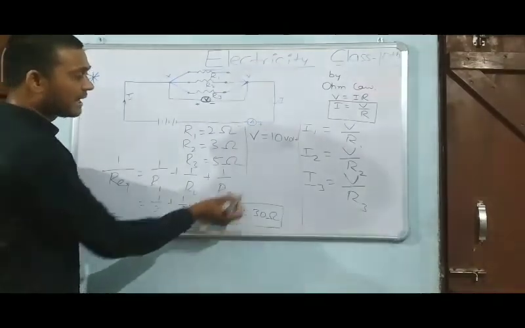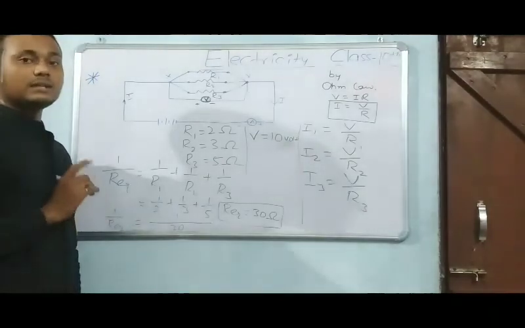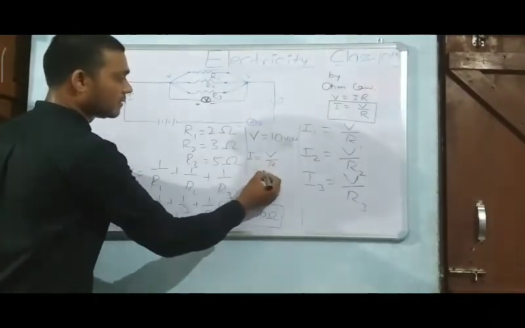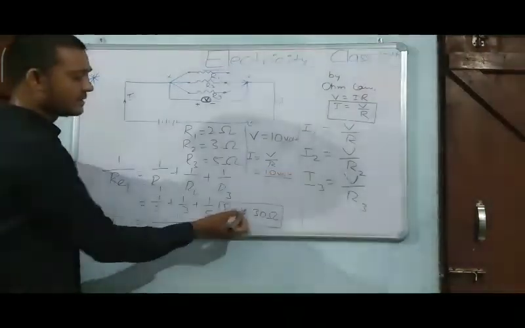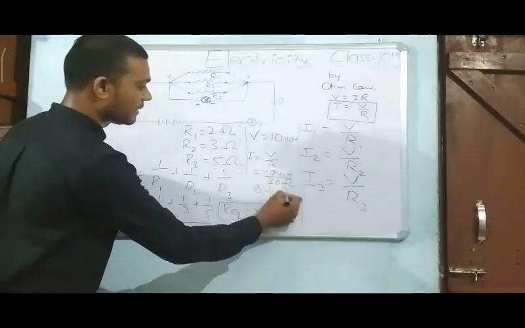So we have R and we have V also. Now the question asks you to find the current. So I equals V upon R, V equals 10 volt, and R equivalent is given, so the current is calculated from that.